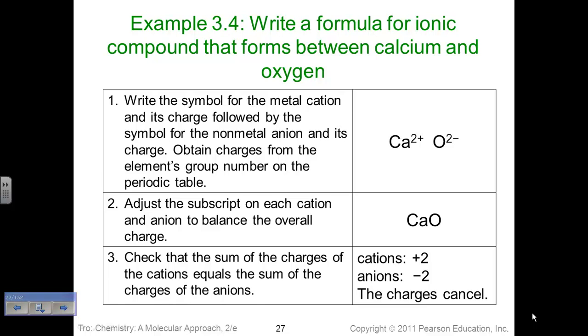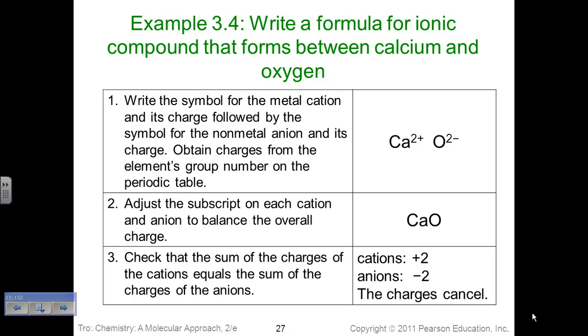We see the forming of a beautiful relationship where the metals will transfer their electrons to the nonmetals in what's called ionic bonding. Calcium plus 2, oxide minus 2. We obtain the charges from the element's group number on the periodic table.